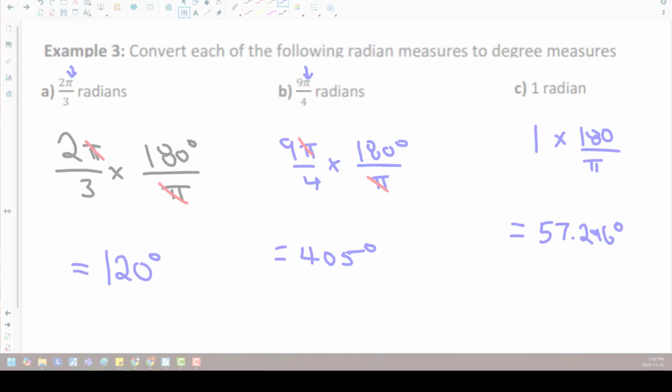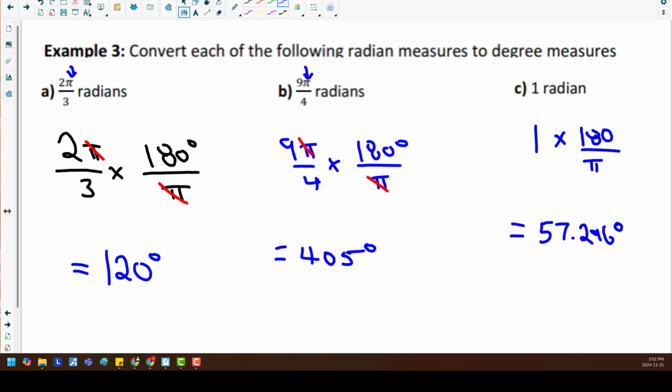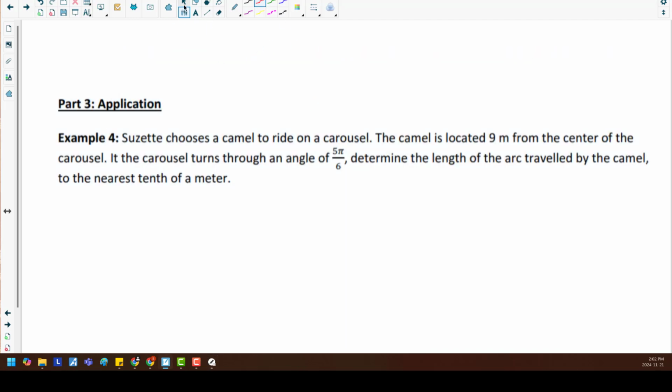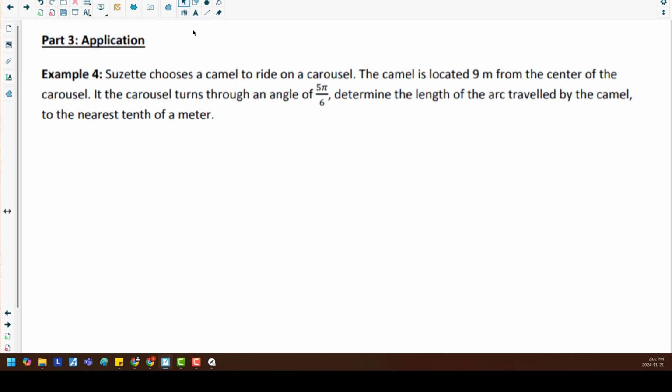Some application questions. Let's see here. What do we have? Well, we have Suzette. Suzette chooses a camel to ride on the carousel. The camel is located 9 meters from the center of the carousel. If the carousel turns through an angle of 5 pi over 6, determine the arc length traveled by the camel to its nearest tenth of a meter.